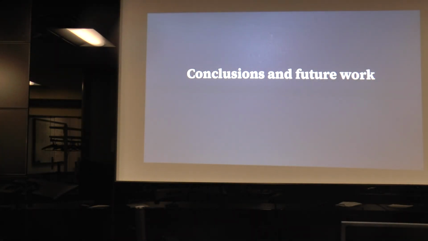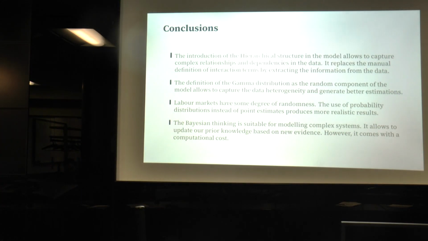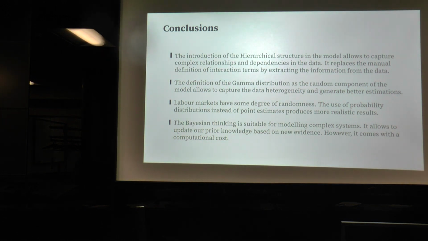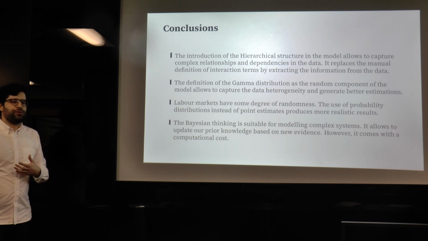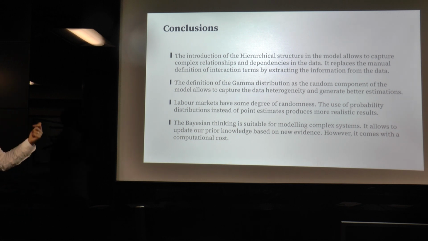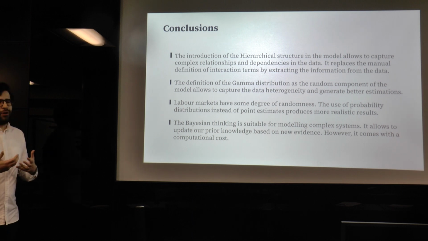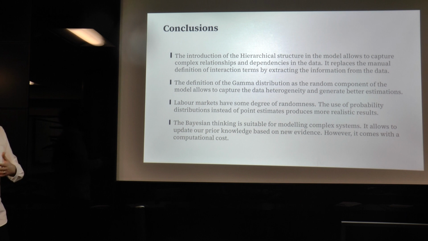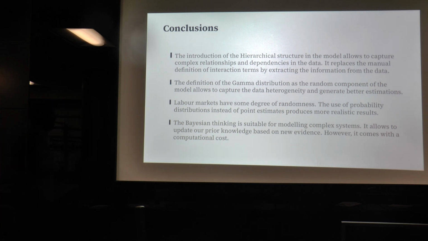So, our conclusions. First, the introduction of a hierarchical structure allows us to capture those complex relationships in the data. This can be done manually by introducing some interaction terms. Actually, in the system model, there are some interaction terms, but the point is this process is performed manually. Instead, in this part, the hyperpriors that we defined are capturing and extracting that relationship from the data.